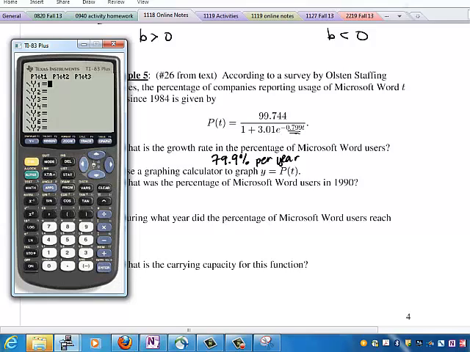So 99.744 divided by 1 plus 3.01. I lost my plus sign there. E to the negative 0.799 t, or x. For our window, let's do 0 to 25 maybe, just for a span of 25 years. And we can make our scale 5, and then let's do a zoom fit.